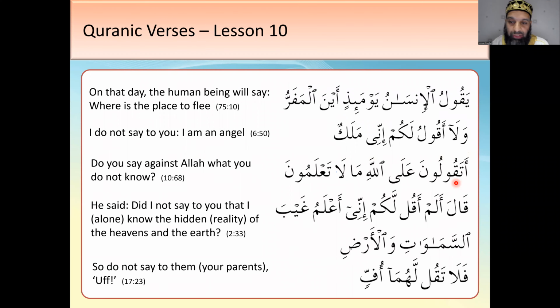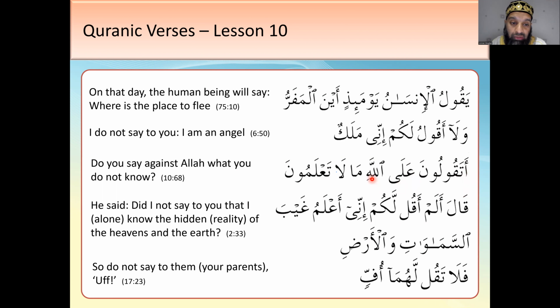All right. So, ataquluna. What does taquluna mean? Look at your table. We know it's plural because of una, and we know it's second person because of the ta. You all say, and the a is making it into a question. Ataquluna, do you all say?